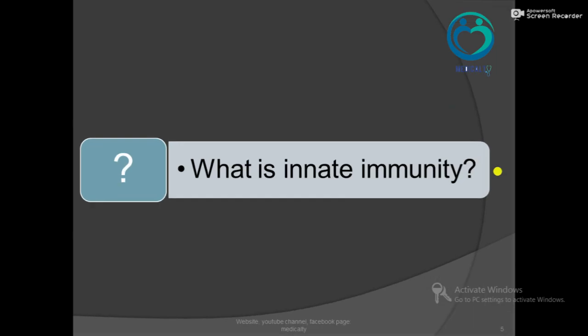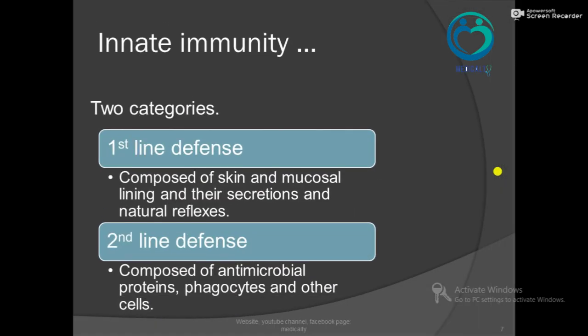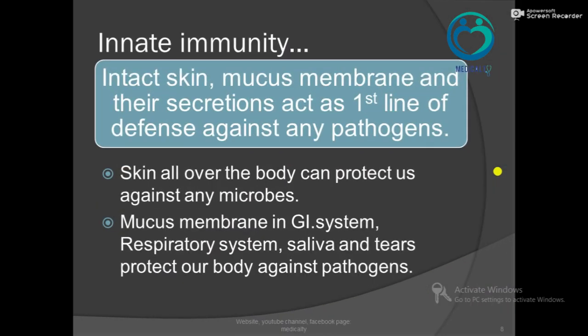What is innate immunity? Innate immunity is a non-specific immunity. It is present after birth and acts against any microorganisms immediately or within hours. It is categorized into first line and second line of defense. The first line is composed of skin, mucosal lining, secretions, and natural reflexes such as coughing and sneezing. The second line of defense is composed of antimicrobial proteins, phagocytes, and other cells.